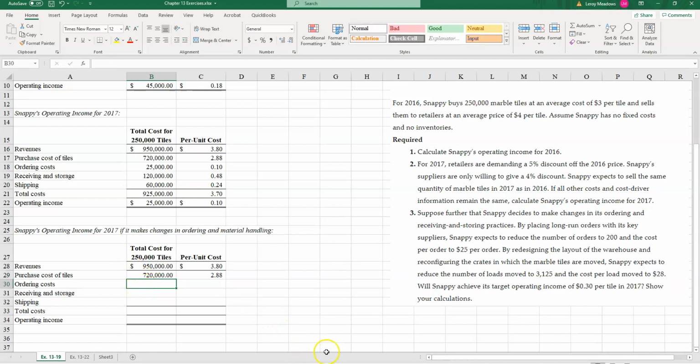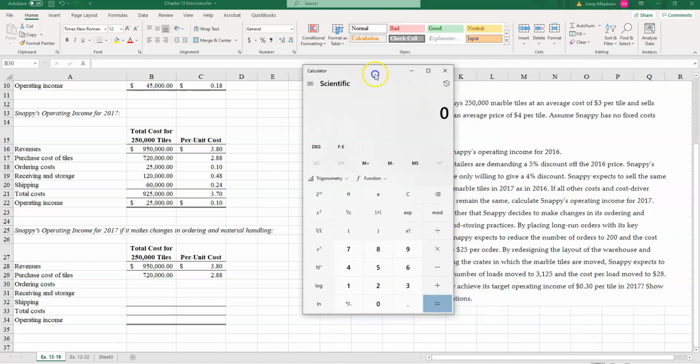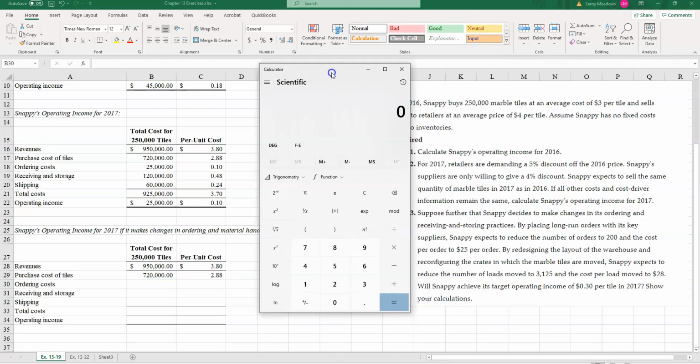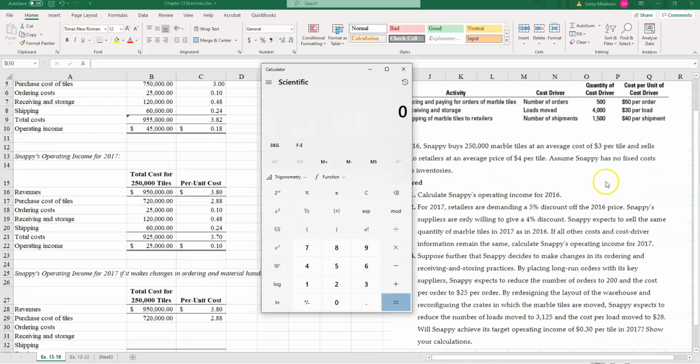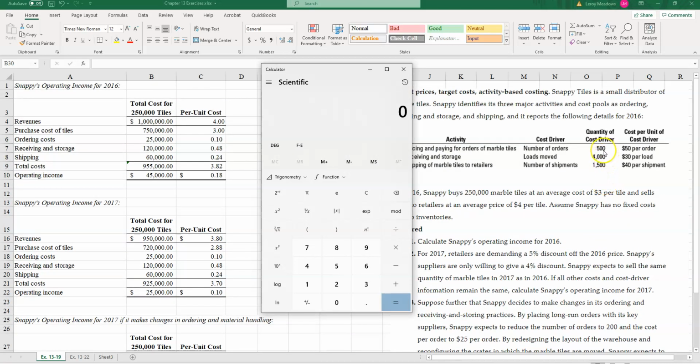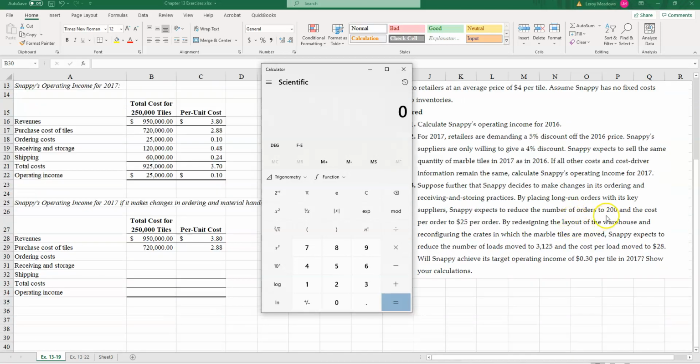So let's take a look and recompute our ordering costs, receiving and storage costs, and our shipping costs. So now we have, let's take a look at ordering costs. By placing long-run orders with its key suppliers, we expect to reduce the number of orders to 200. So now, instead of up here having 500 orders, we're only going to have 200 orders, and the cost is going to be $25 per order.